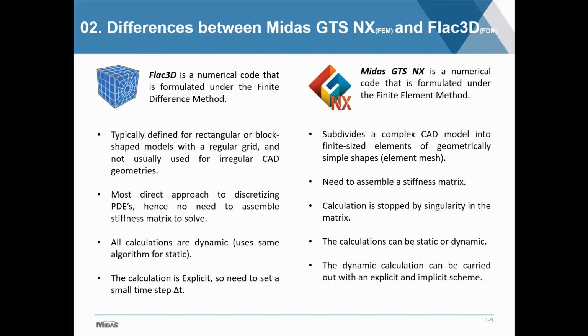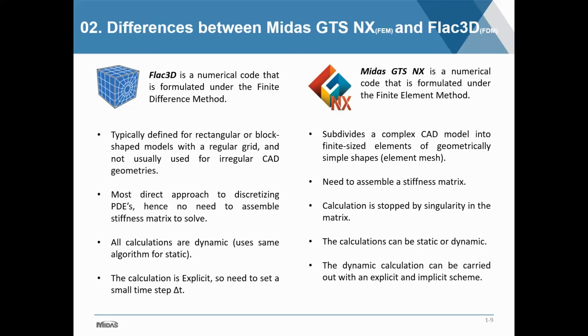I'll go one by one. So first off, on the left for Flac, it's not typical to use it for, let's say, irregular geometries in 3D. Mostly it's defined as rectangular or block shapes on a regular grid. And so it's hard to use CAD files or CAD geometries. Whereas with Midas GTS NX, it's very much able to import or generate, or more importantly, mesh complex CAD. And so it makes it very advantageous for shapes or problems that require more accuracy in the geometry or more details.